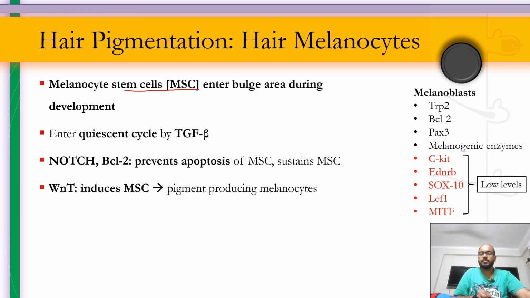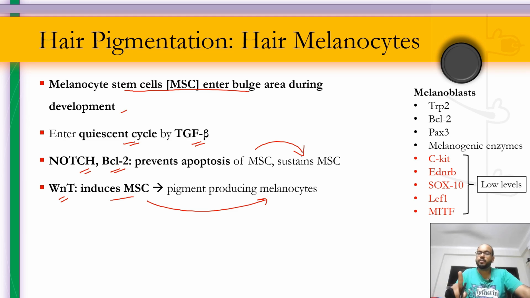These melanocyte stem cells enter the bulge area during development. After that, they enter a quiescent cycle which is started by TGF-beta. TGF-beta induces a dormant cycle and the melanocyte stem cells remain dormant there. The Notch pathway and BCL2, which is an anti-apoptotic protein, prevent the apoptosis of melanocyte stem cells. They prevent the destruction of melanocyte stem cells and are necessary to sustain their population. Clear? The WNT pathway, again a gene required for hair growth, induces melanocyte stem cells to form melanoblasts and eventually melanocytes. So WNT is responsible for the transformation of stem cells to melanoblasts.